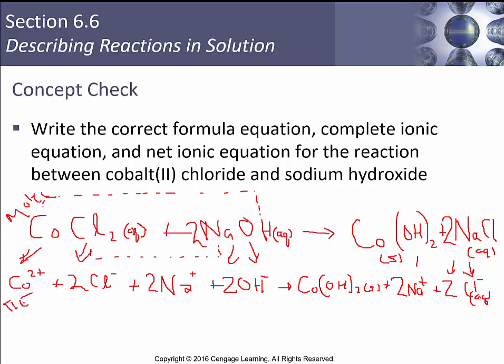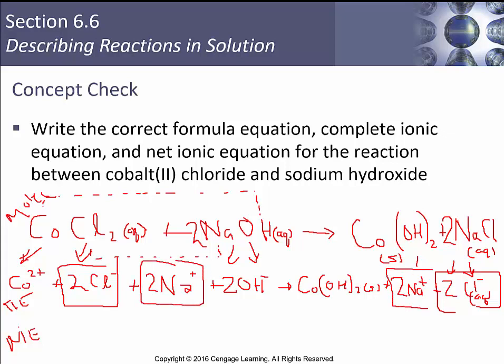Then when we want to do our net ionic equation, we're going to get rid of the spectators. If we look at the things that are the same on both sides, my chlorines are the same on both sides, so they're spectator ions. My sodiums are the same on both sides, those are spectator ions. We're going to get rid of those, and we end up with cobalt 2 plus aqueous. It's going to react with 2 hydroxides, aqueous, and it's going to form cobalt hydroxide solid as a precipitate.